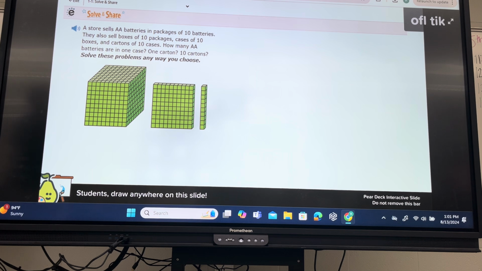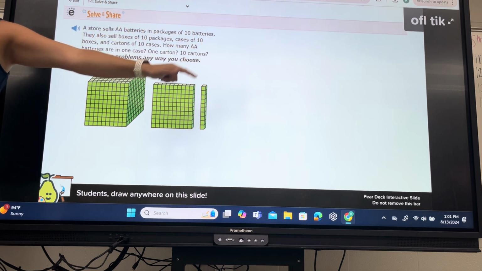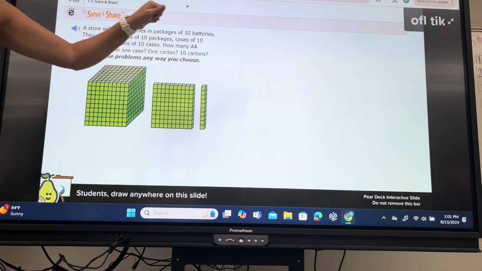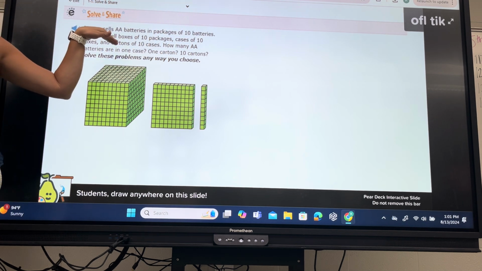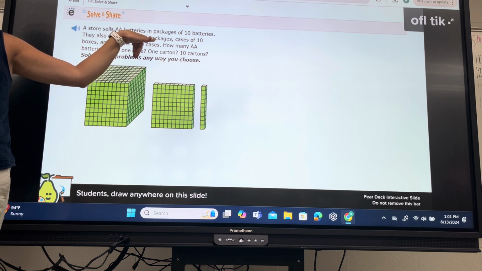So let's start from the beginning. We have boxes, we have packages of 10. So for package, we can use a variable to represent it, right? We know that P equals 10, right? There's 10 batteries in each package. Then we can say boxes: B equals 10 times 10.